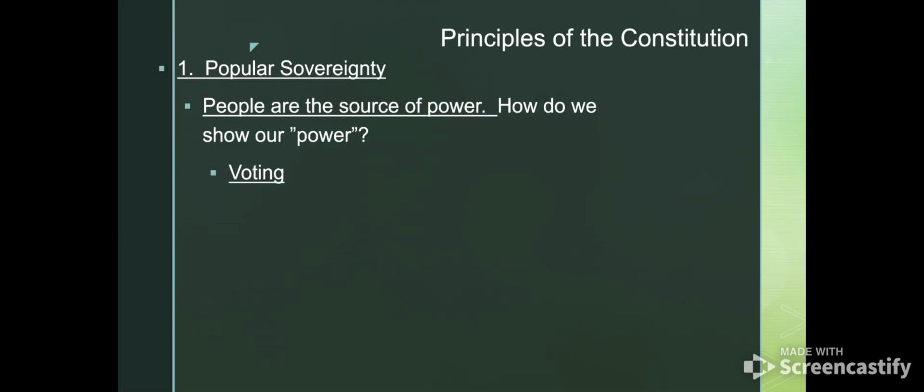And you could say, well, let's say we don't like Biden anymore. How can we take away his power? Well, it would be the next election. We don't vote for him, and we vote for his opponent.